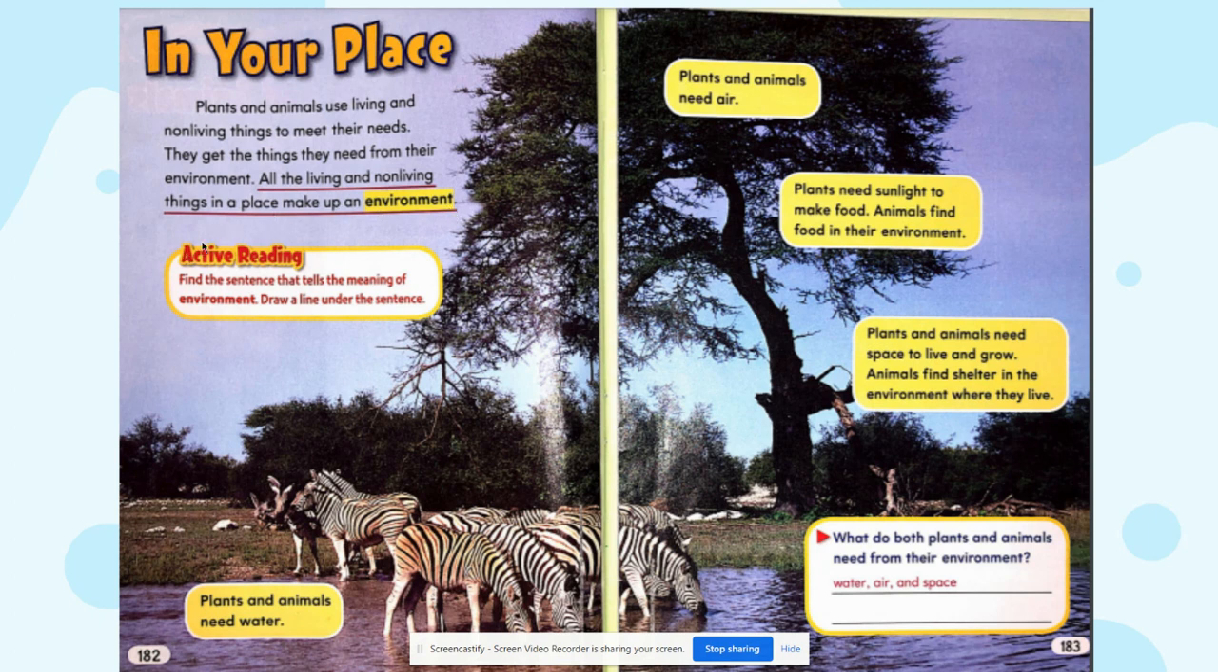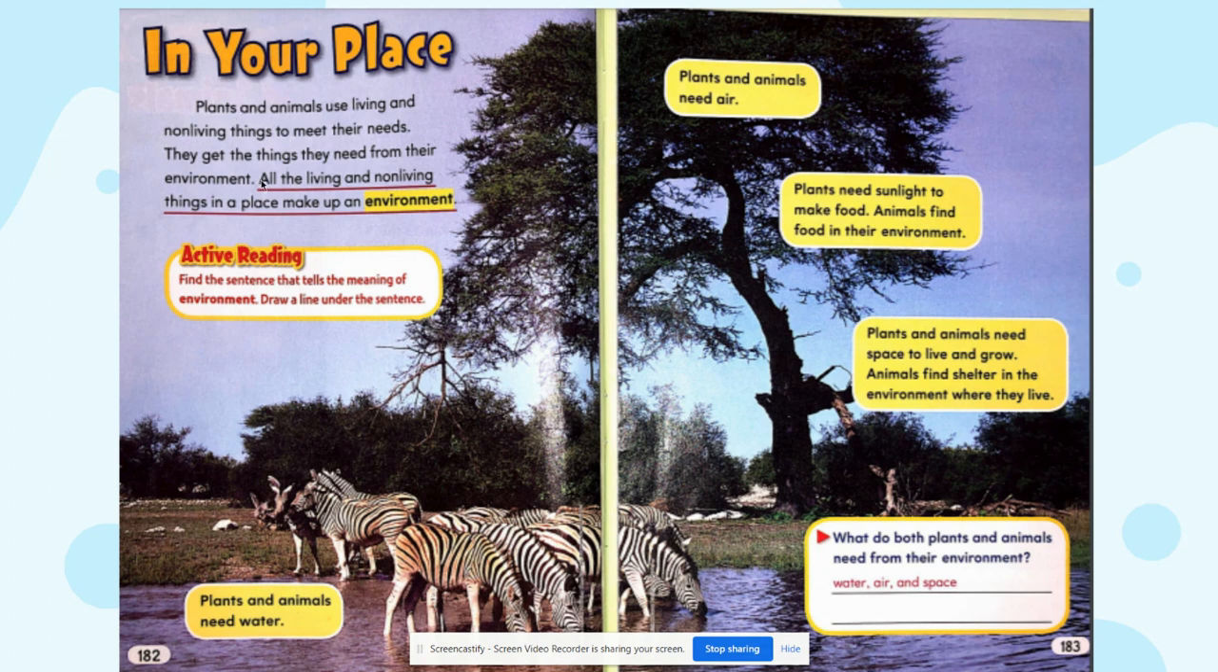Do you see where it says active reading? Read the sentence where it says active reading. Find the sentence that tells the meaning of environment. Draw a line under the sentence. So, you're going to go back to the paragraph, and I want you to underline the sentence that tells the meaning, the definition of environment. What does environment mean? What is an environment? Draw a line under the sentence.